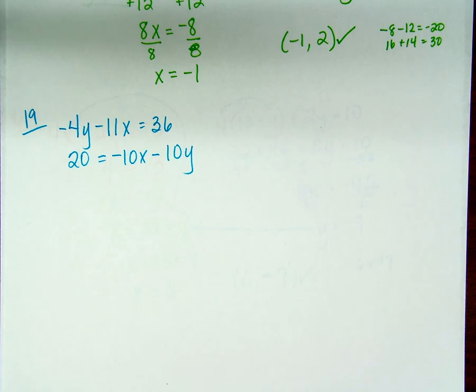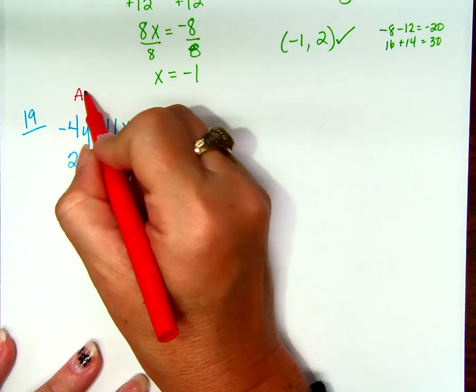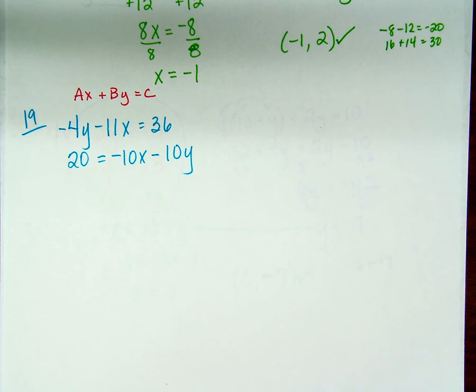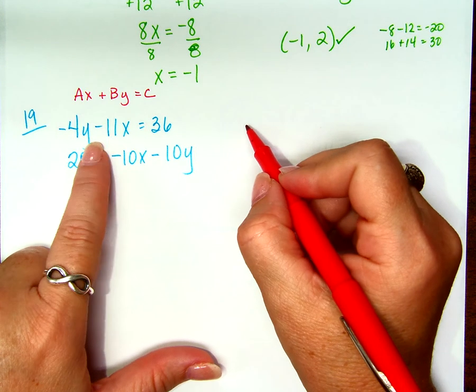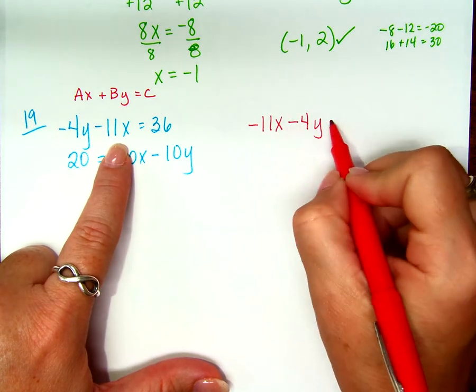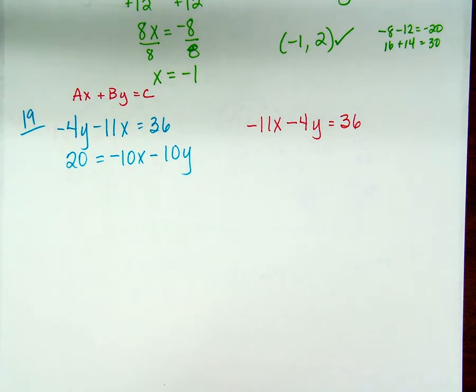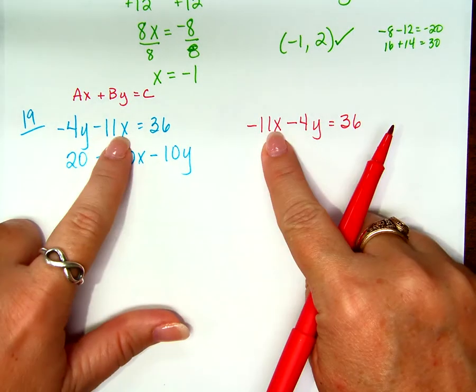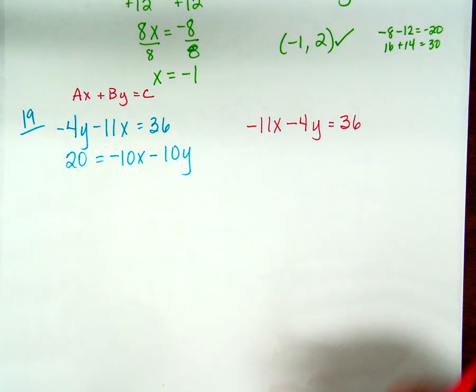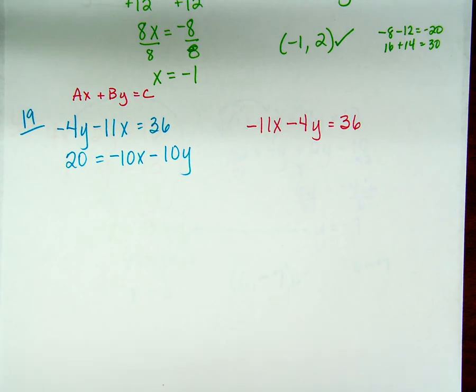What do I mean by standard form? Remember standard form? Ax plus By equals C. So the x and then the y and then the equal sign and then the constant. How do we do that for the first equation? Is that good? The x term, then the y term. So I just had to switch those two, didn't I? Equals 36.